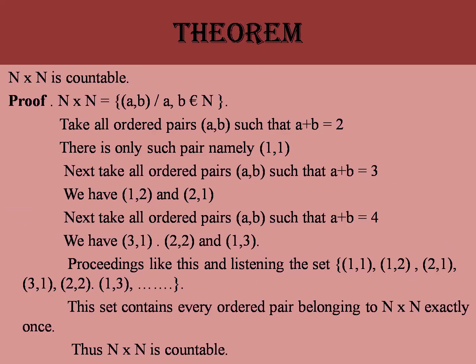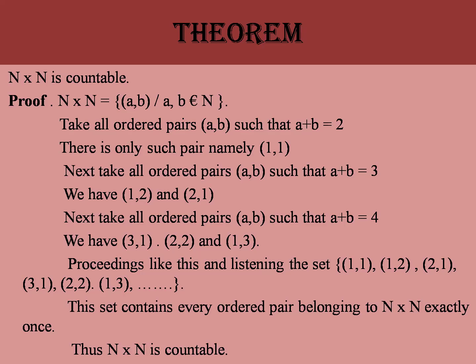Before going to prove N cross N is countable, you must know about the elements of N cross N. So N cross N is nothing but the set of all elements of the form ordered pair (a, b) such that a and b belong to N, the set of all natural numbers. a must be a natural number and b is also a natural number. We take the ordered pair (a, b) that must belong to N cross N.